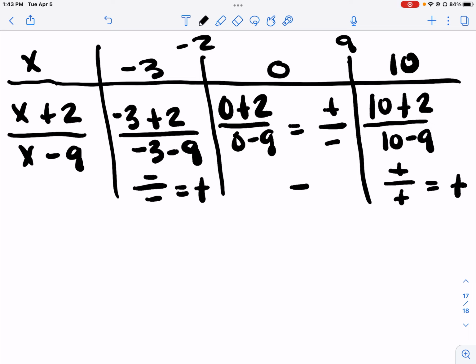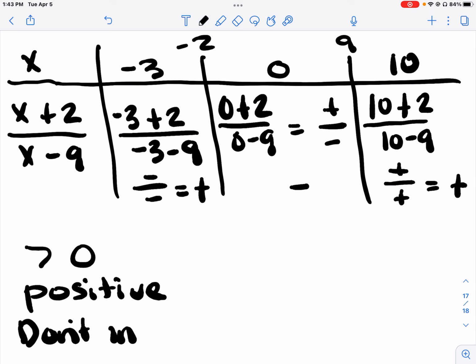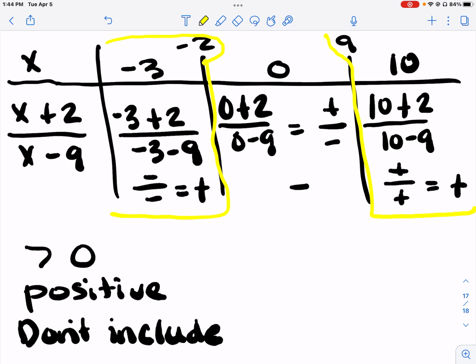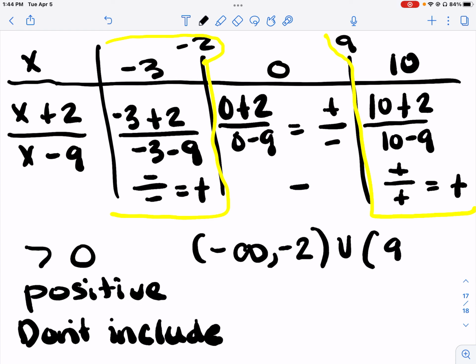Now, I need to go back and look at the inequality symbol from the problem. Greater than 0 means positive, and don't include. Okay, so let's see where it comes out positive. It came out positive, things that are below, and then things that are above. Okay, so less than -2, more than 9. Okay, so less than -2 would be -infinity to -2. More than 9 is from 9 to infinity.